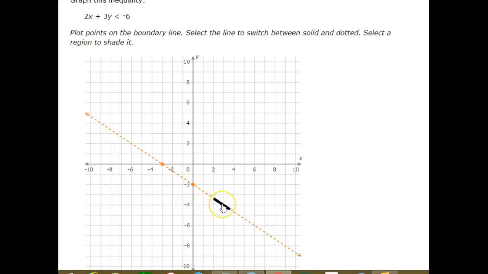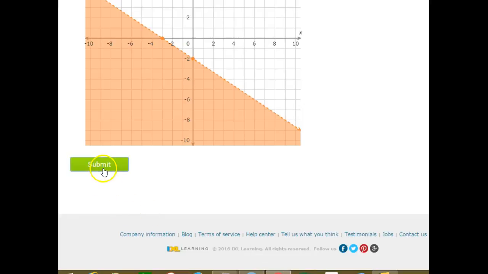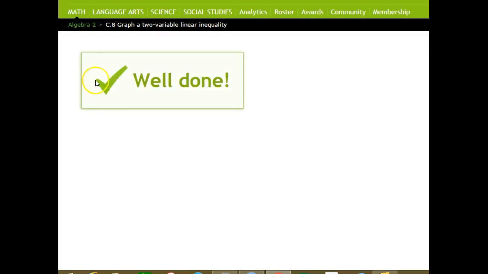So here I am here, and it would be a dotted line, and since it's y is less than, I predict it's going to be down here. So we're going to put a number that's down here and plug it in here. So we're going to put like negative 10, 0. So we're going to put in negative 10 for x. We're going to get negative 20 when we multiply by 2. When y is 0, it's 3 times 0 is 0. So it's negative 20 is less than negative 6, and that's true. So I'm going to go ahead and paint this and check. Well done.